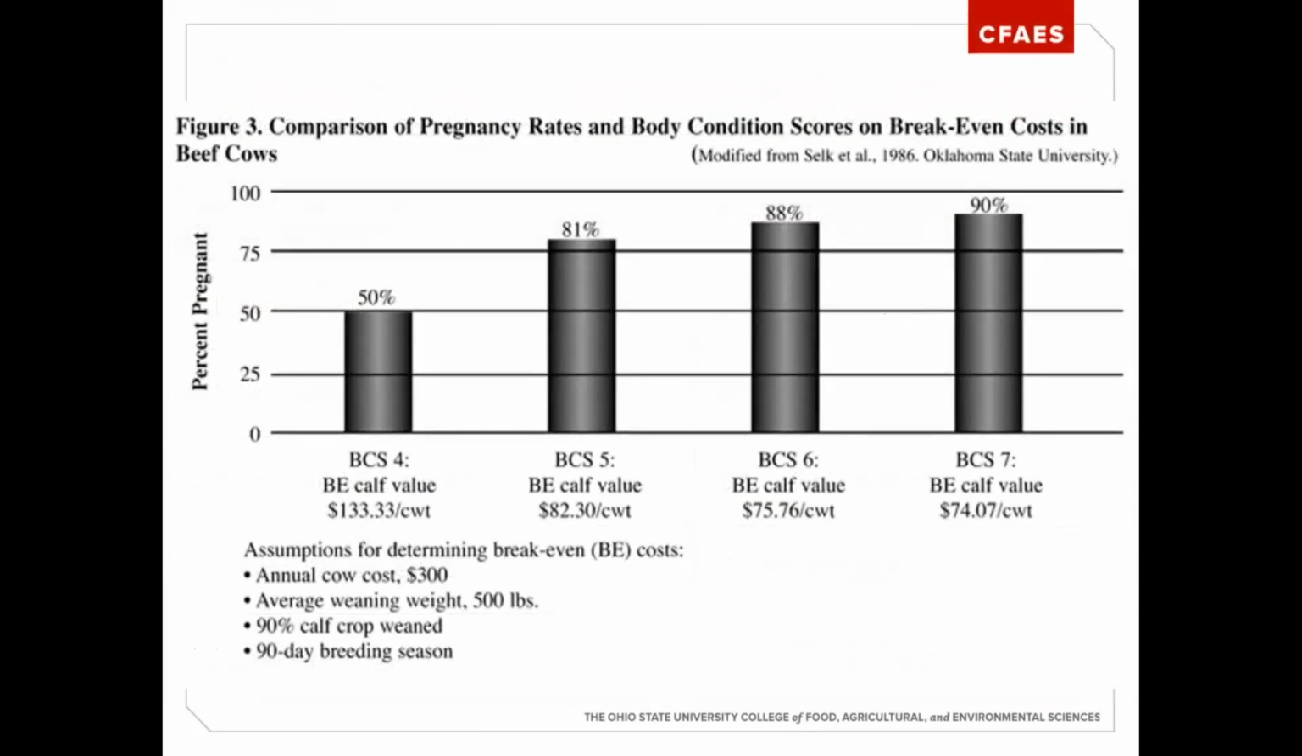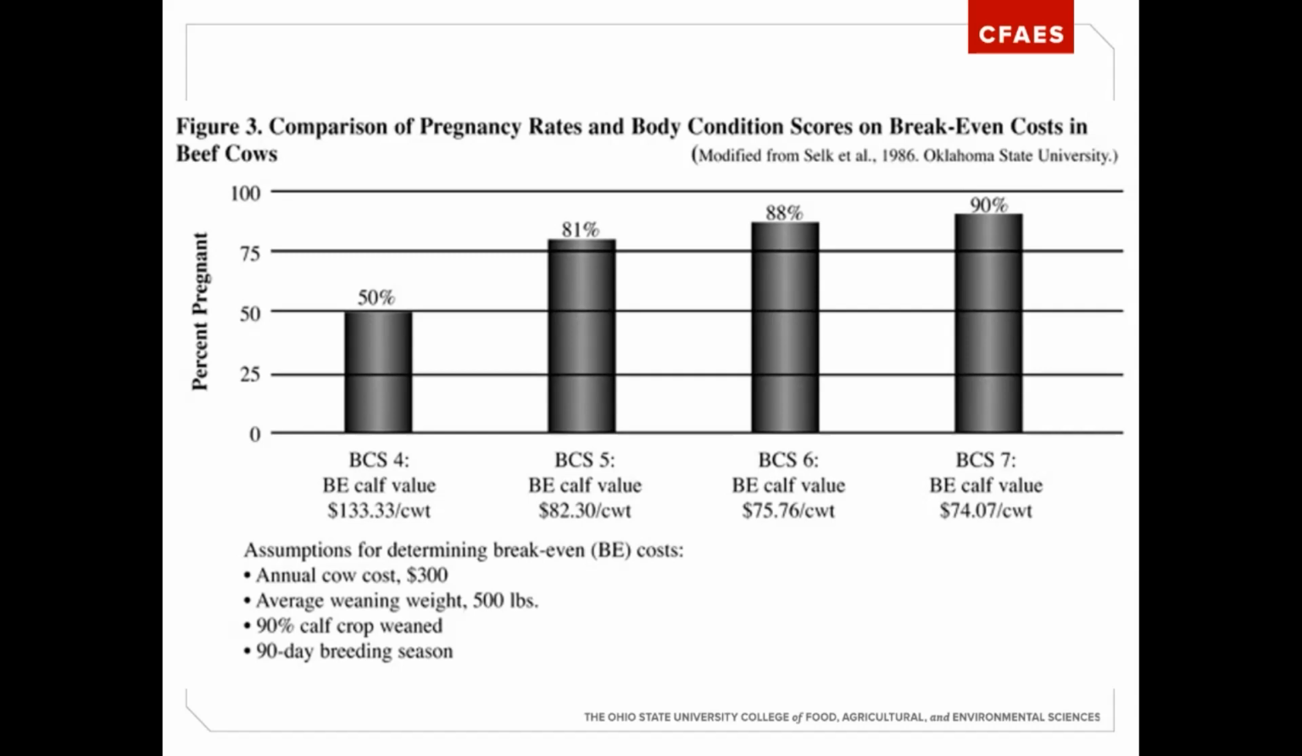So now let's take a look at body condition scoring and how it relates to pregnancy rates as well as costs. So here we have a study that was done back in 1986, so keep in mind these prices are going to be a lot different from what they are now. But in this first group, we have some beef cattle that have a body condition score of 4. If we look at this group, only 50% became pregnant.